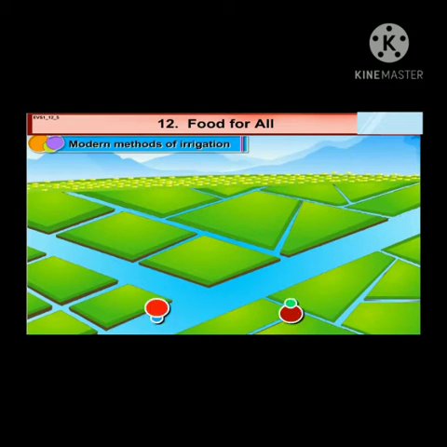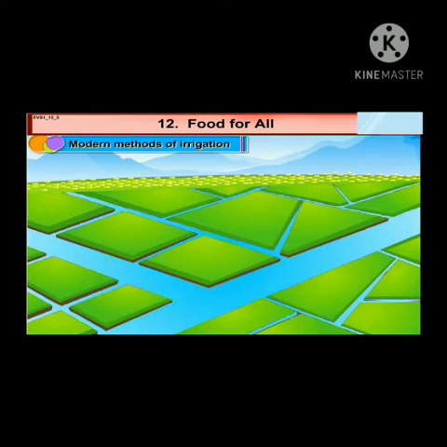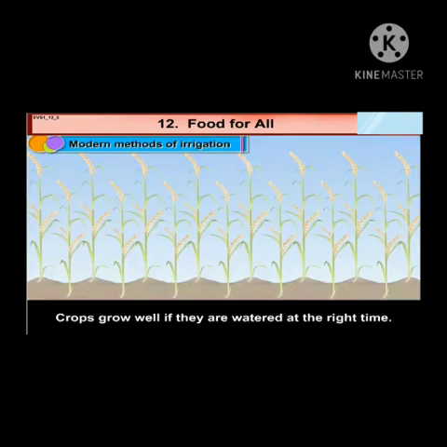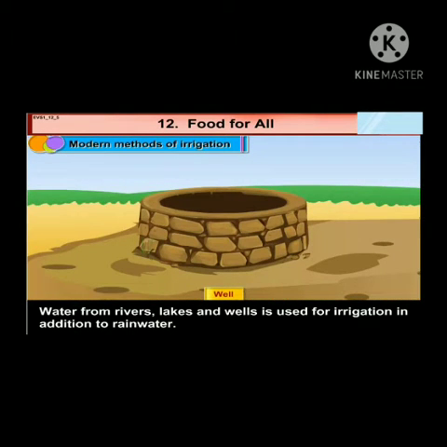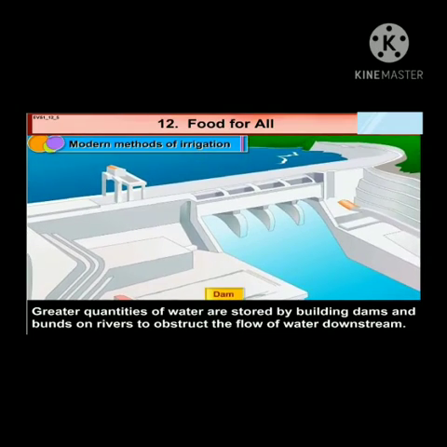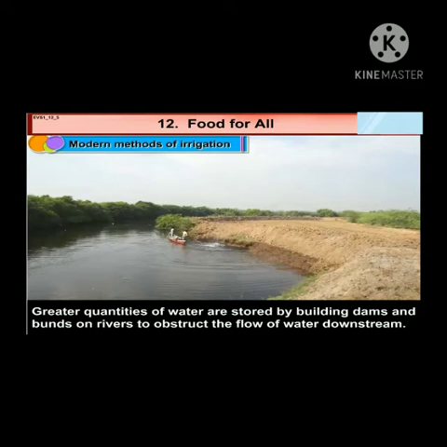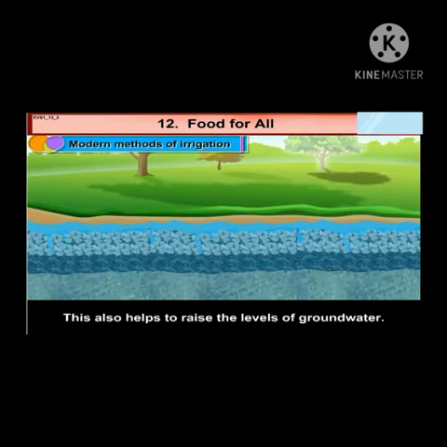Now, modern methods of irrigation. What is irrigation? A process of the artificial application of water to land. Crops grow well if they are watered at the right time. Water from rivers, lakes, and wells is used for irrigation in addition to rainwater. Greater quantities of water are stored by building dams and bunds. What does it mean? An embankment or causeway on rivers to obstruct the flow of water downstream. This also helps to raise the levels of groundwater.